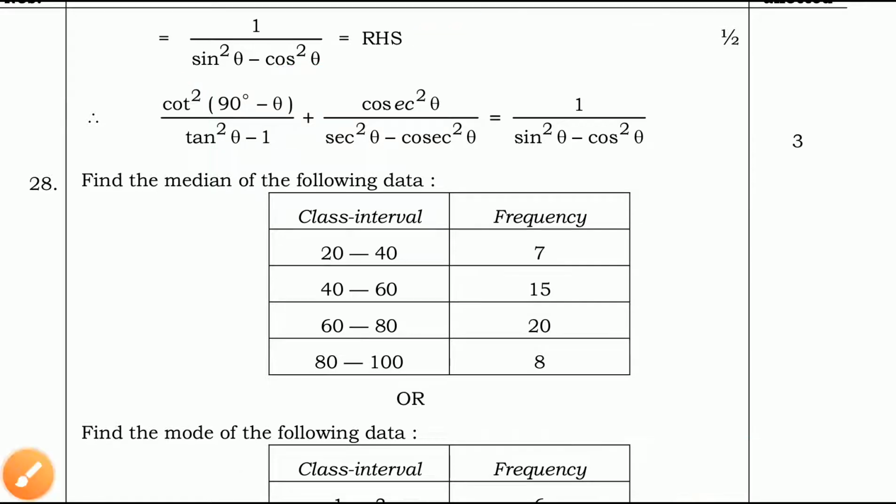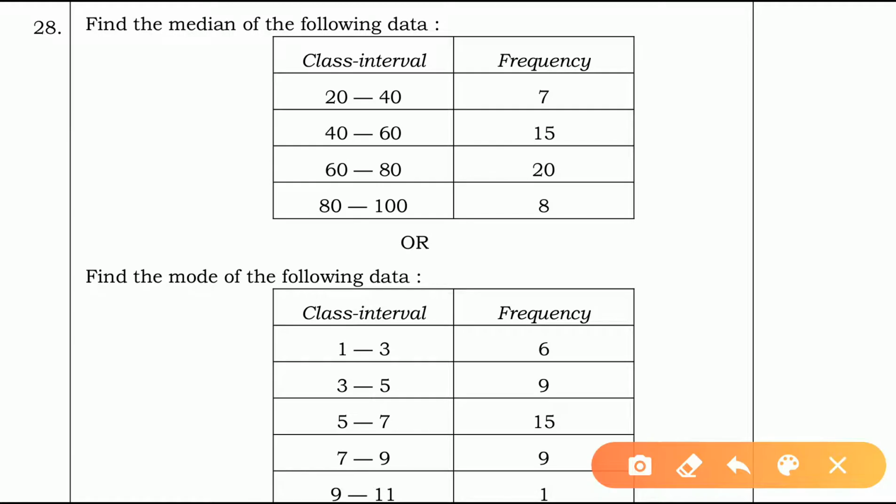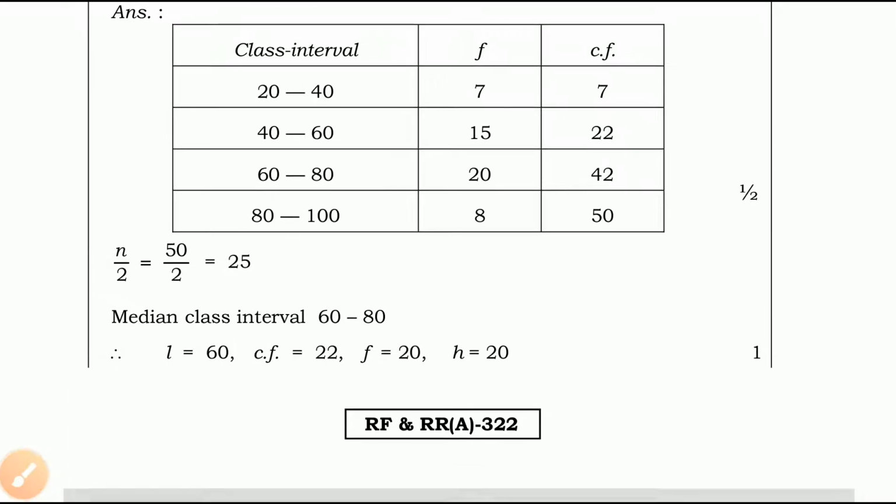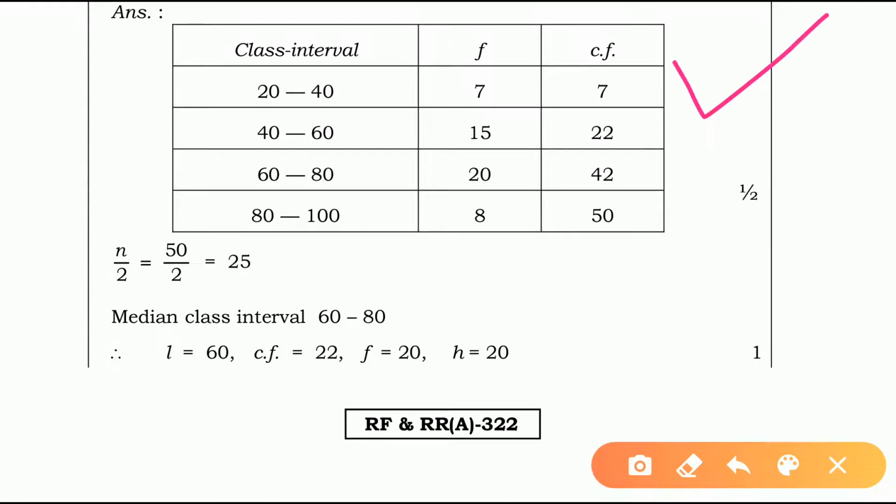Question number 28. Find the median by using the following data. To find the median, first you have to find the median class interval. The first question is find the median, and the second one is find the mode. Here this is the class interval, and this is the given frequency and cumulative frequency. This 7 as it is, 7 plus 15 is equal to 22, 22 plus 20 is equal to 42, 42 plus 8 is equal to 50.